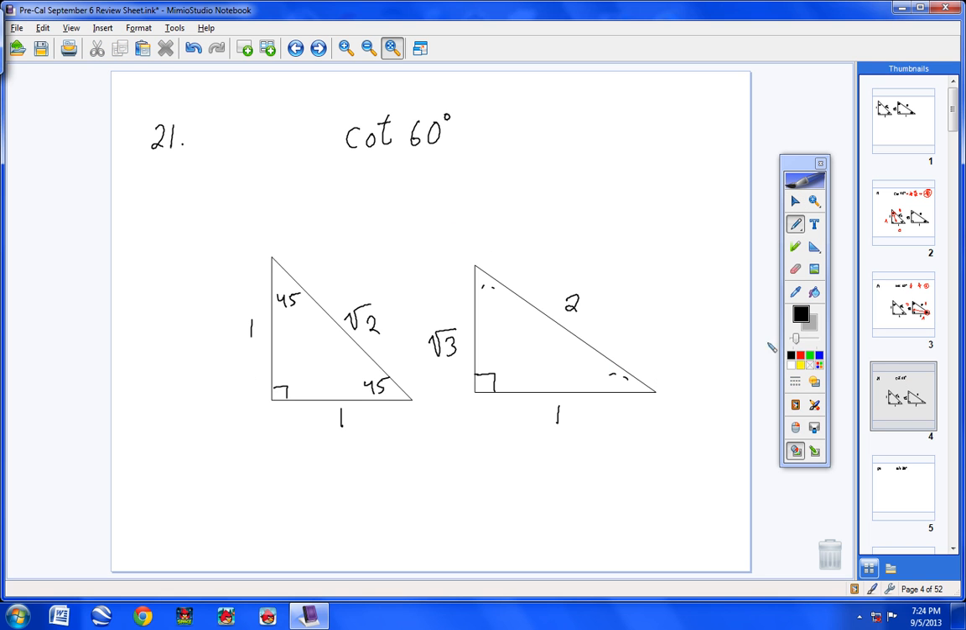All right, let's take a look at this. Cotangent of 60. This is my 60 here. I'll go ahead and circle that. Go straight across. This is my opposite. This is my hypotenuse. This is my adjacent. Cotangent is adjacent over opposite. It's the inverse of tangent. And so adjacent is 1 and opposite is square root of 3. So 1 over square root of 3. Multiply the top and the bottom by the square root of 3, and you get square root of 3 over 3.